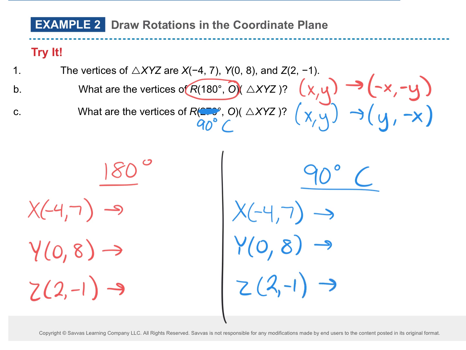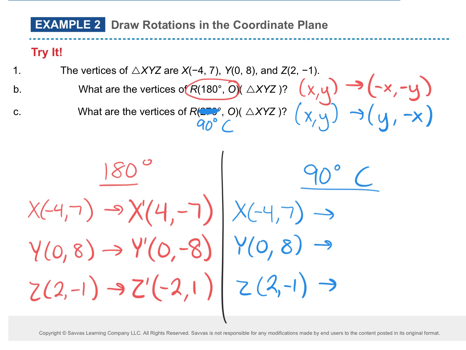With the 180 degrees around the origin, we're going to follow the red rule I wrote up there. When we graph these, what do we label the new points? Prime. So I have x prime. What is my new x prime coordinate for 180? Yep, 4, negative 7. What about y prime? 0, negative 8. Is there such thing as negative 0? No. Okay, so 0 will just stay 0. What about z prime? Negative 2, 1. Thank you. Questions on the 180? Those ones you're just switching signs.